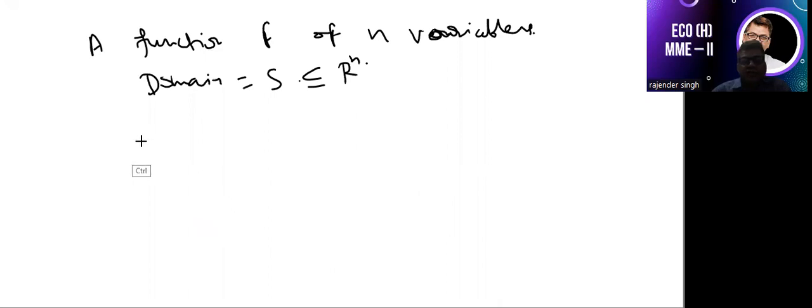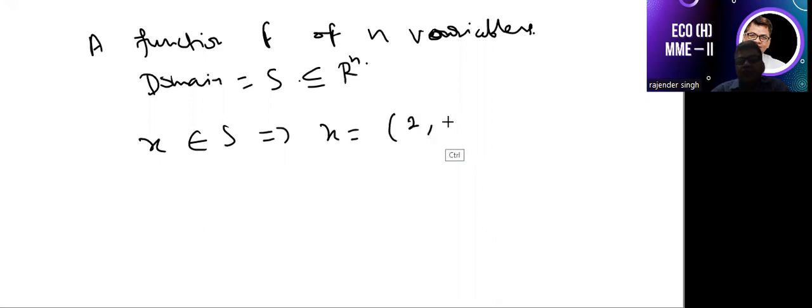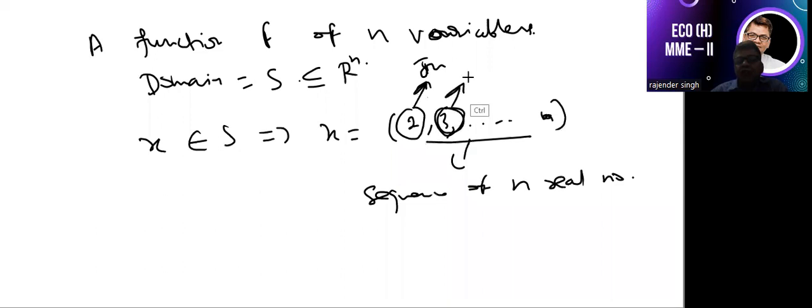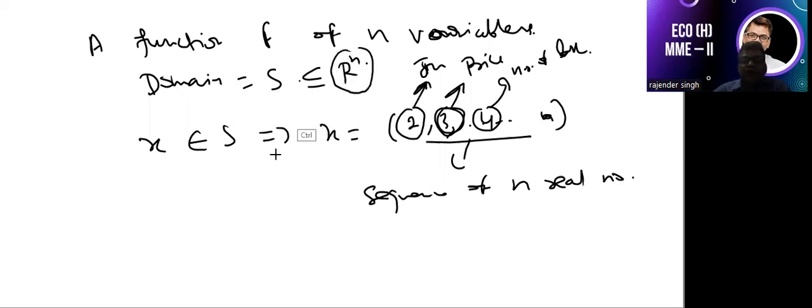I mean to say, if I say X belongs to set S, that means X is a sequence of n real numbers, right? Just like this. It is a sequence of n real numbers. And each term of the sequence represents a different independent variable. It means these two represent, like, let it be income. These three can be your price of goods, and this can be the number of labors, okay, and so on, right, student? So if I say a function f of n variables having domain set S, which is a subset of n tuples, and X belongs to set S, right?